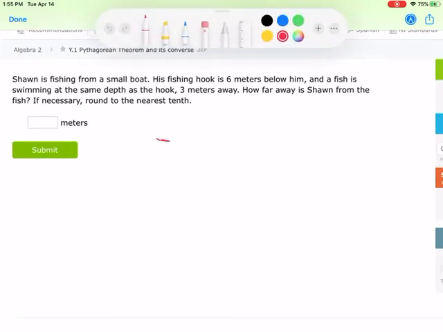All right, so he's in a boat right here. Here he is. I'm in a boat. I'm in a boat. I love that song.